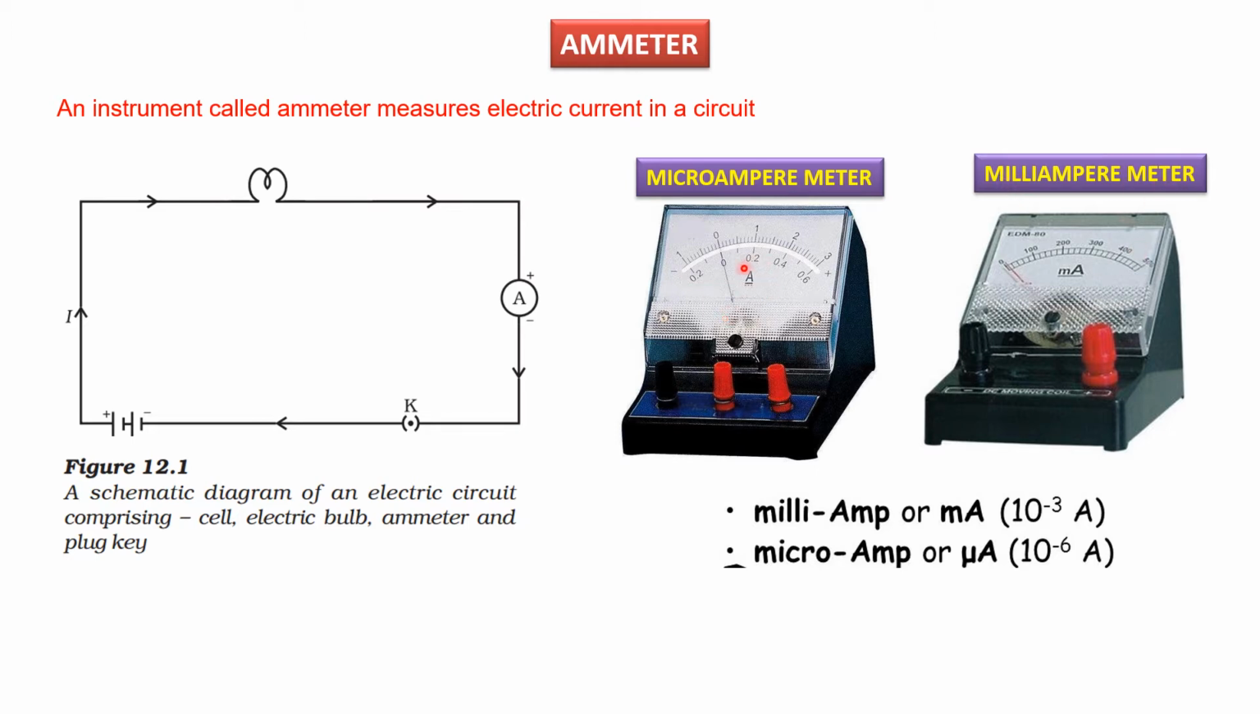You can see here A means ammeter, mA means milliammeter. It can also be called a milliamp, short form capital M small A. Milli means 10 to the power of minus 3. Micro, for which you can use the symbol mu A, means 10 to the power of minus 6 ampere. The symbol micro is represented by the Greek letter mu. Okay, this is mu ampere.